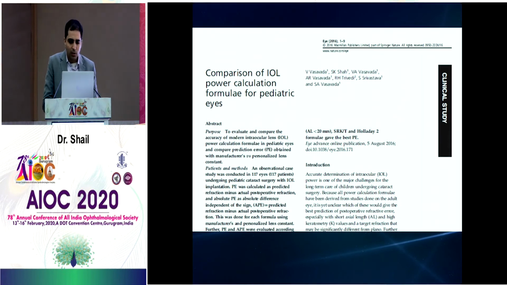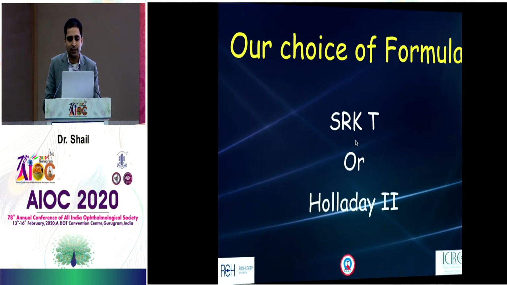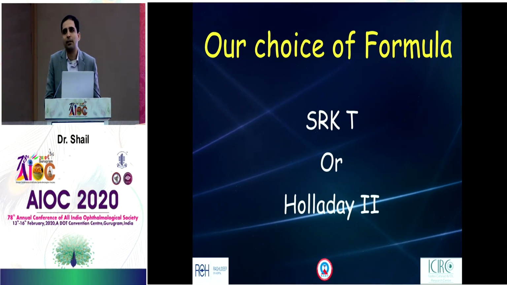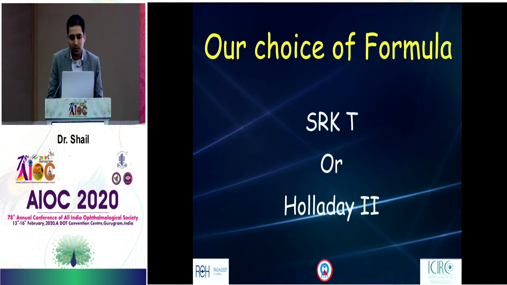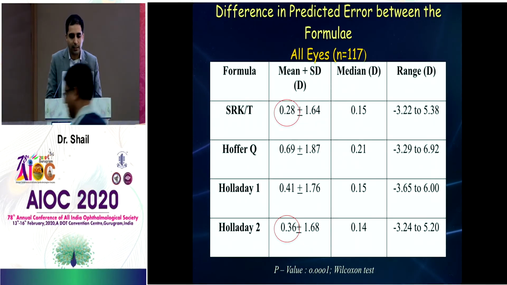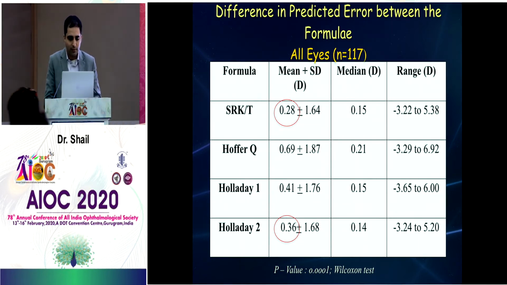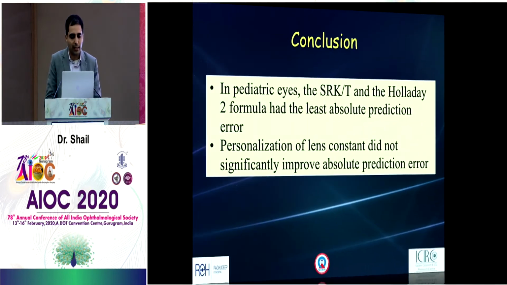We did our own comparison from our own pediatric data sampling, and we found in our hands the SRK II and the Holladay 2 to give us the most accurate results in these eyes. So for us, the choice of IOL formula in pediatric eyes is the SRK II, SRK/T or the Holladay 2, and this is our data which we published, where we found both of them to be most accurate amongst others.